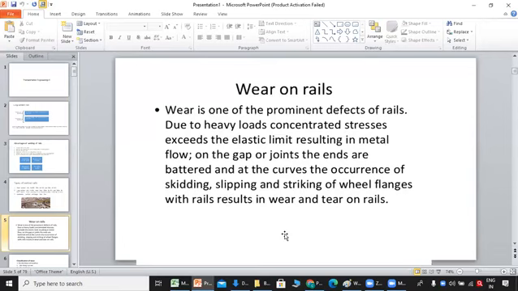Wear is nothing but the flow of metal from a particular section. If you see there is a continuous application of load, then obviously stresses occur. Continuous impact load acts on a particular section. Then in that case the metal may flow, or may change its position. That is nothing but the wear. There are various reasons for the forming of wear in a particular rail section.